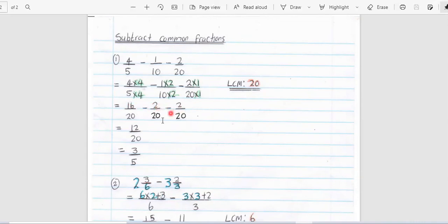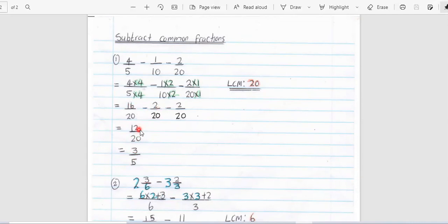Then 14 minus 2 will give me an answer of what? Of 12. And we're going to have an answer of 12 over 20. That can simplify to what? To 3 over 5. How did I get 3 over 5, boys and girls?